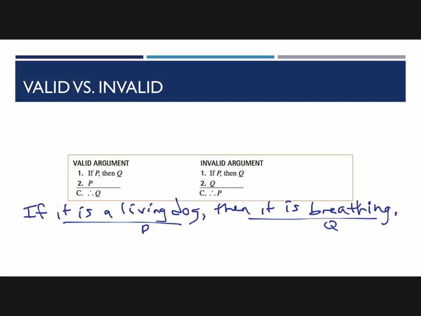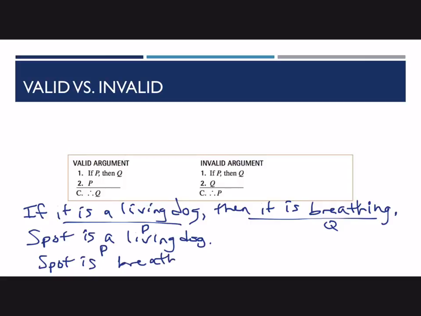Next, if we assume P, it is a living dog, or let's make this specific. Let's call him Spot. So Spot is a living dog. That's P again. Then the valid conclusion would be, Spot is breathing. We can conclude Q. Spot is breathing.